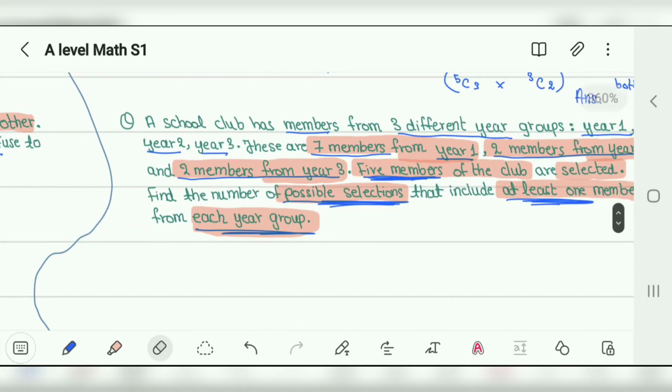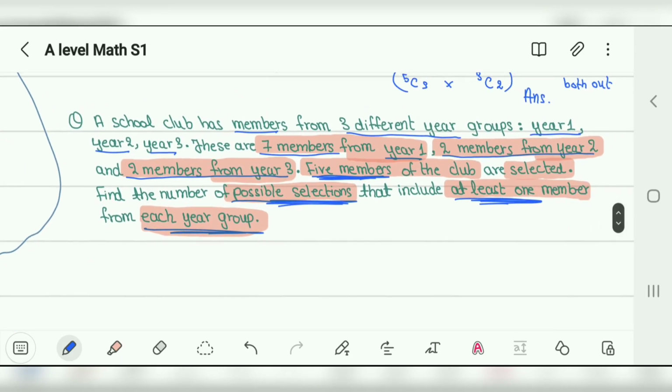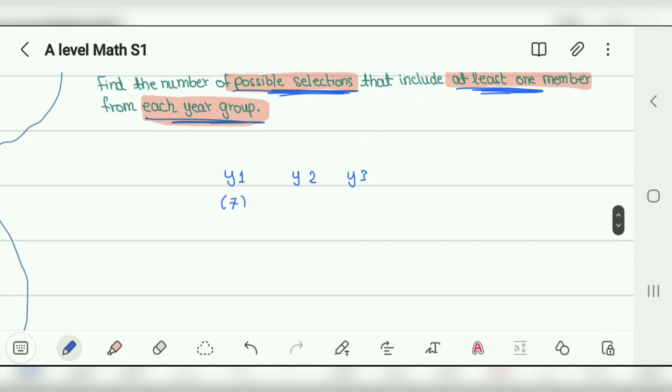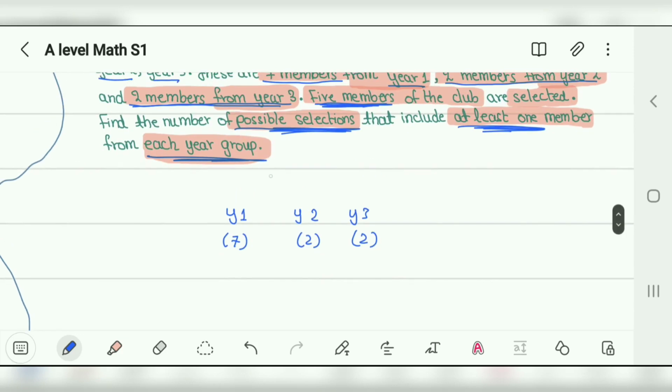A school club has members from 3 different year groups: year 1, year 2, year 3. There are 7 members from year 1, 2 members from year 2, and 2 members from year 3. 5 members of the club are selected. Find the number of possible selections that include at least 1 member from each year group. Okay, so year 1 has 7 members, year 2 has 2 members, year 3 has 2 members. We need 5.